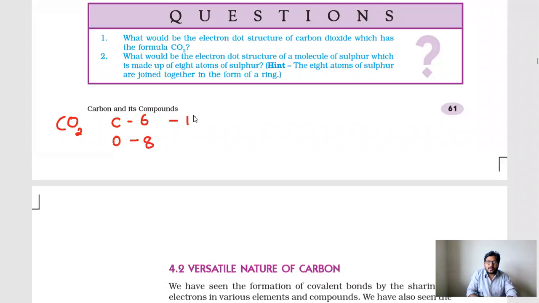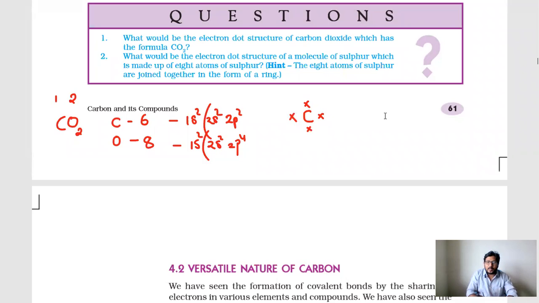If you write the electronic configuration of carbon, 1s2, 2s2, 2p2. Electronic configuration of oxygen, 1s2, 2s2, 2p4. And coming to the valence orbit of carbon, 2s2, 2p2, valence orbit of oxygen, 2s2, 2p4. So for carbon, we can draw valence electrons: 1, 2, 3, 4. Here you can observe the structure, it is CO2. How many carbons? 1 carbon. How many oxygens? 2 oxygens.